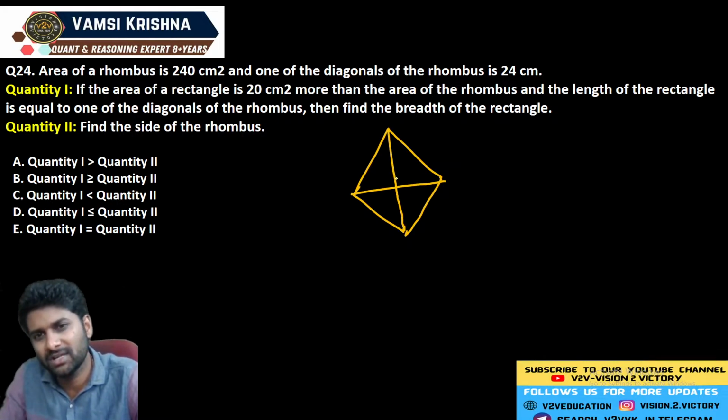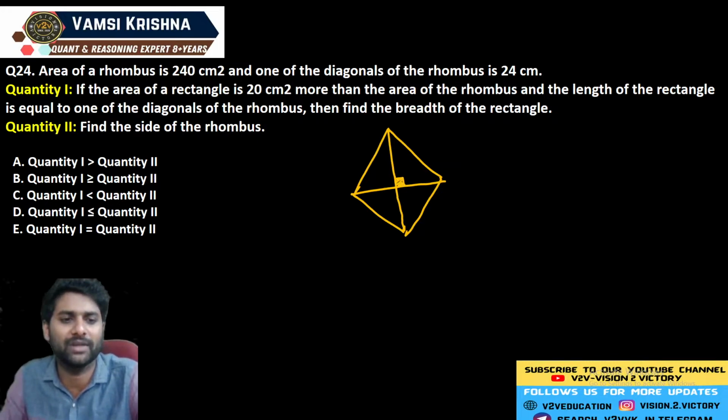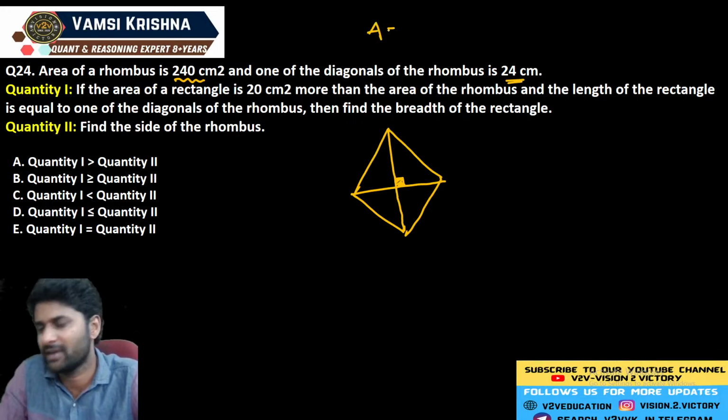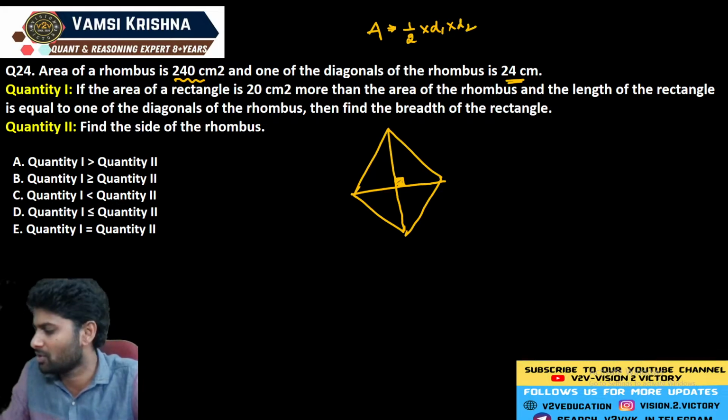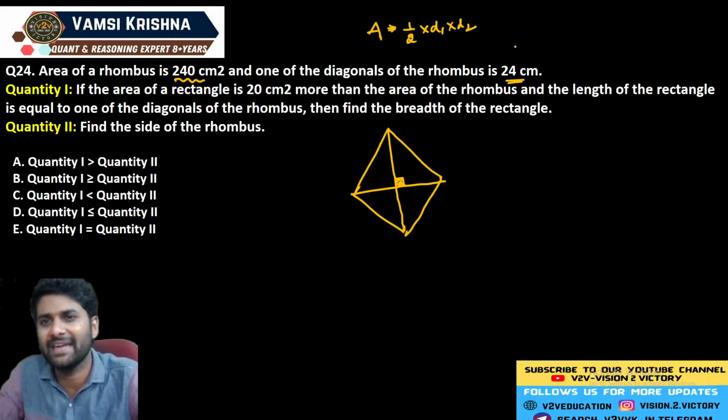As you already know, here the diagonals perpendicularly bisect each other. Remember this point. Now, the area of the rhombus is 240 centimeters square, and one of the diagonals is 24. You already know that the area of a rhombus formula is half into d1 into d2, and they have already given the area, guys. Area is equal to 240.